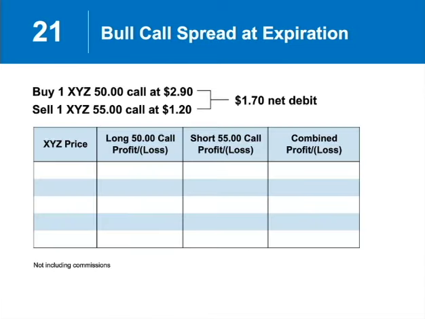A bull put spread, which would be a credit, in conjunction with the bear call spread, which is also a credit. My personal preference is to look at it as a short strangle, an inside short strangle, and then long the outside or wider strangle. So short the credit, long the debit. And these iron condors, just like the iron flies, are always done for a net credit.